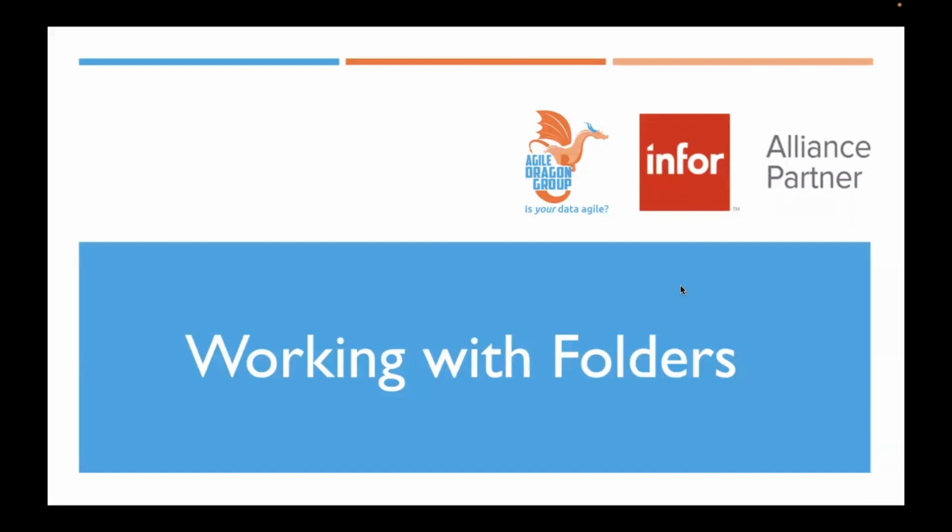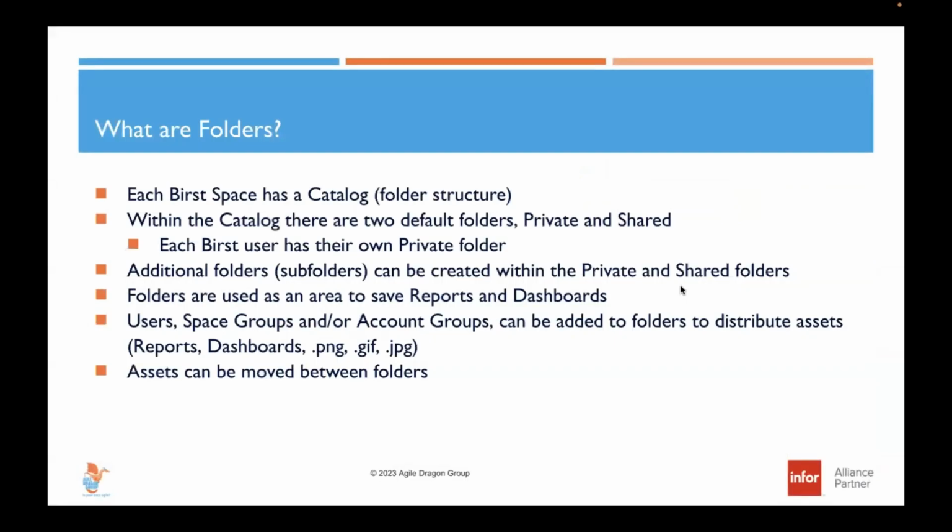In this lesson, we're going to discuss how to work with folders inside of a Burst space. Each Burst space has a catalog or a folder structure. This is not dissimilar to a folder structure that you may have created on your own computer. A catalog within Burst, out of the box, always has two default folders, a private folder and a shared folder. Each Burst user has their own instance of a private folder. Additional folders, which are also known as subfolders, can be created within a private folder or within the shared folder.